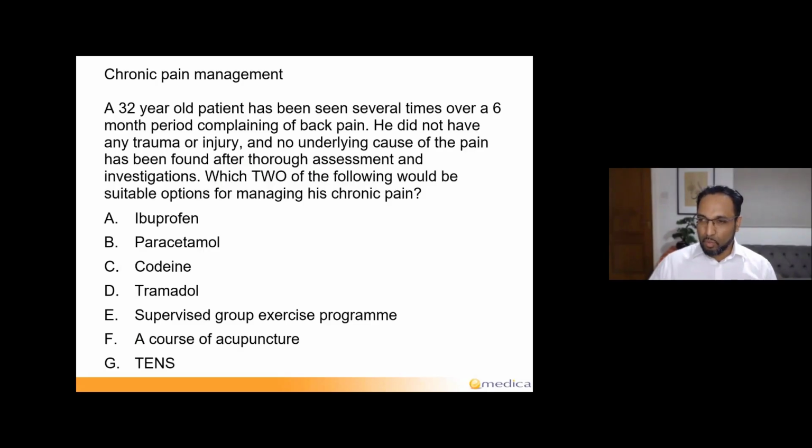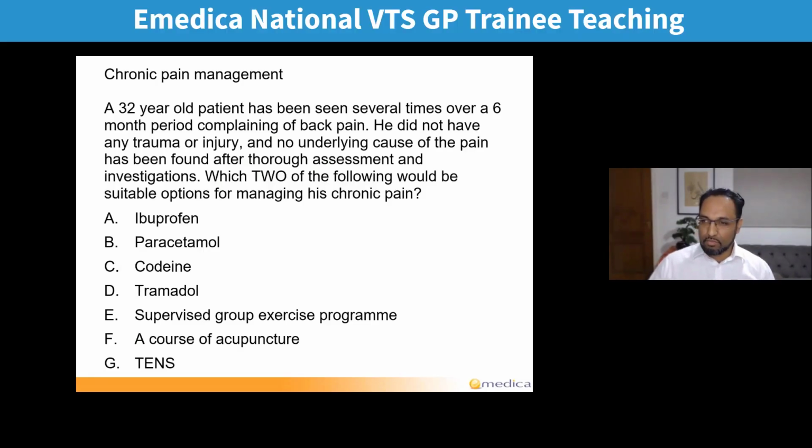So what we can see is that the 3 most popular answers are A, B, so ibuprofen, paracetamol, and then E, a supervised group exercise program. So these are the 3 most popular answers that you've picked. All right. Now, just for those that are new to AKT, this is a multiple best answer. So in the AKT, in a multiple best answer, it will say the number of right answers. So in this case, which 2 of the following? You have to get them both right to get the mark. If you get 1 right and 1 wrong, you won't get half a mark. You get no marks in the actual exam.